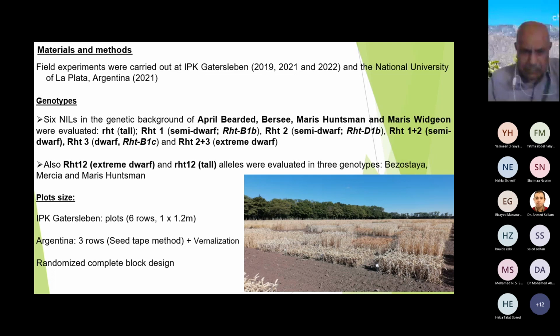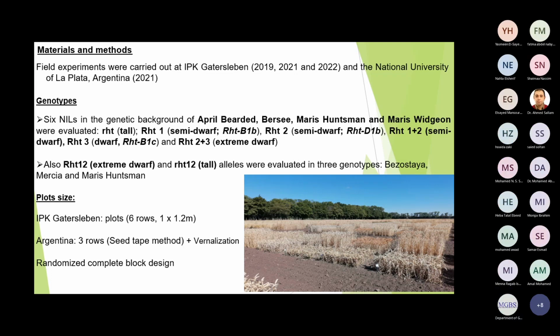The most popular ones are RHT1 and RHT2, the semi-dwarfing alleles, and the combination of 1 plus 2, also semi-dwarf. RHT3 is a strong dwarfing allele, and also RHT2 plus 3. We also evaluated the effect of another RHT, RHT12, that is a strong dwarf, and the tall allele in three backgrounds: Sostaya, Mercia, and Maris Huntsman.